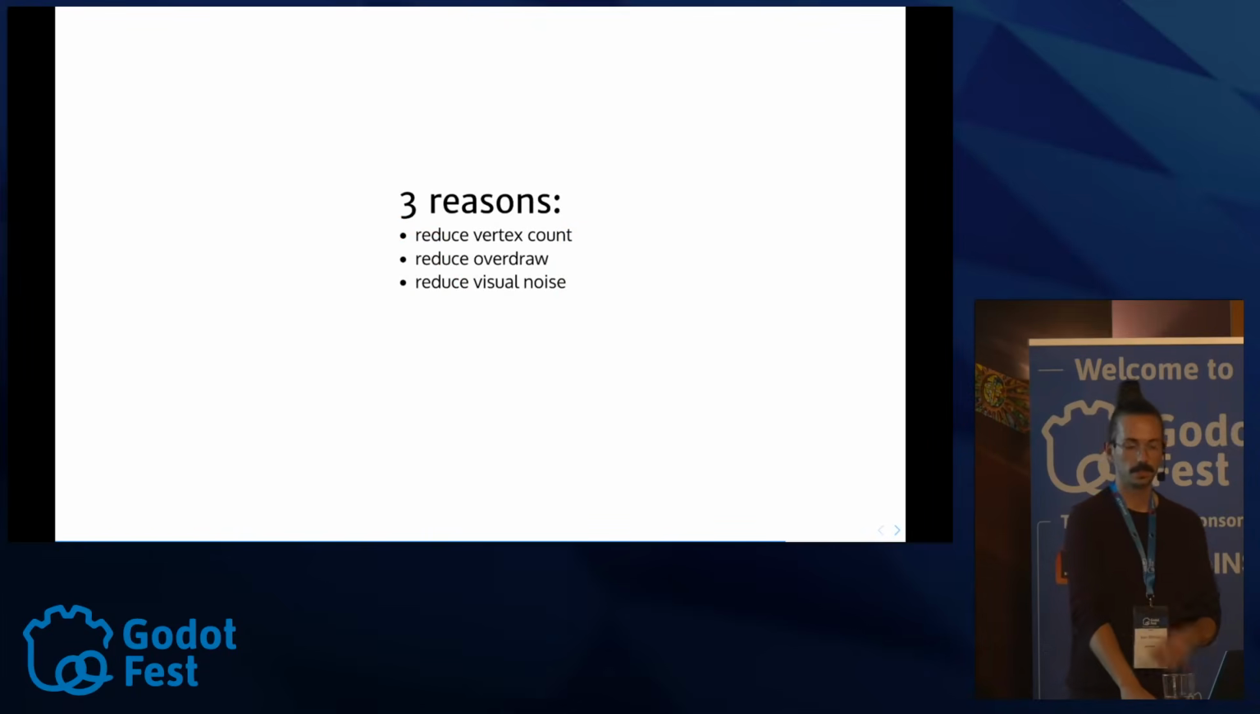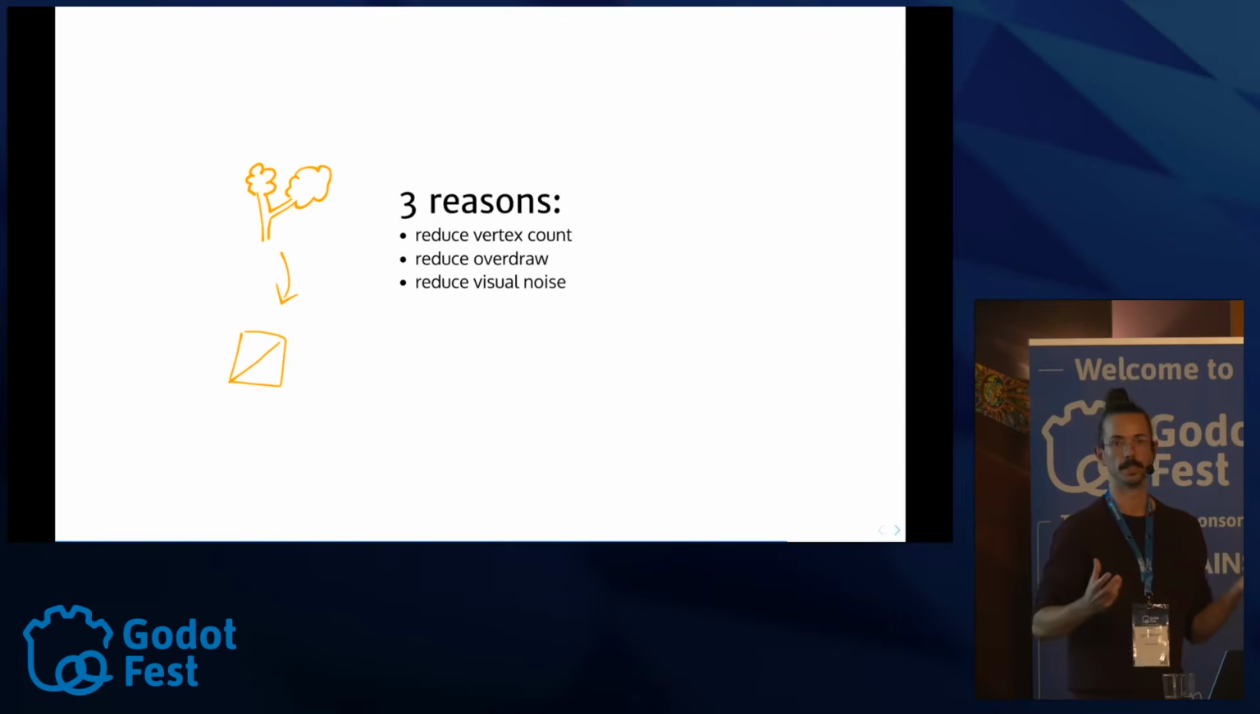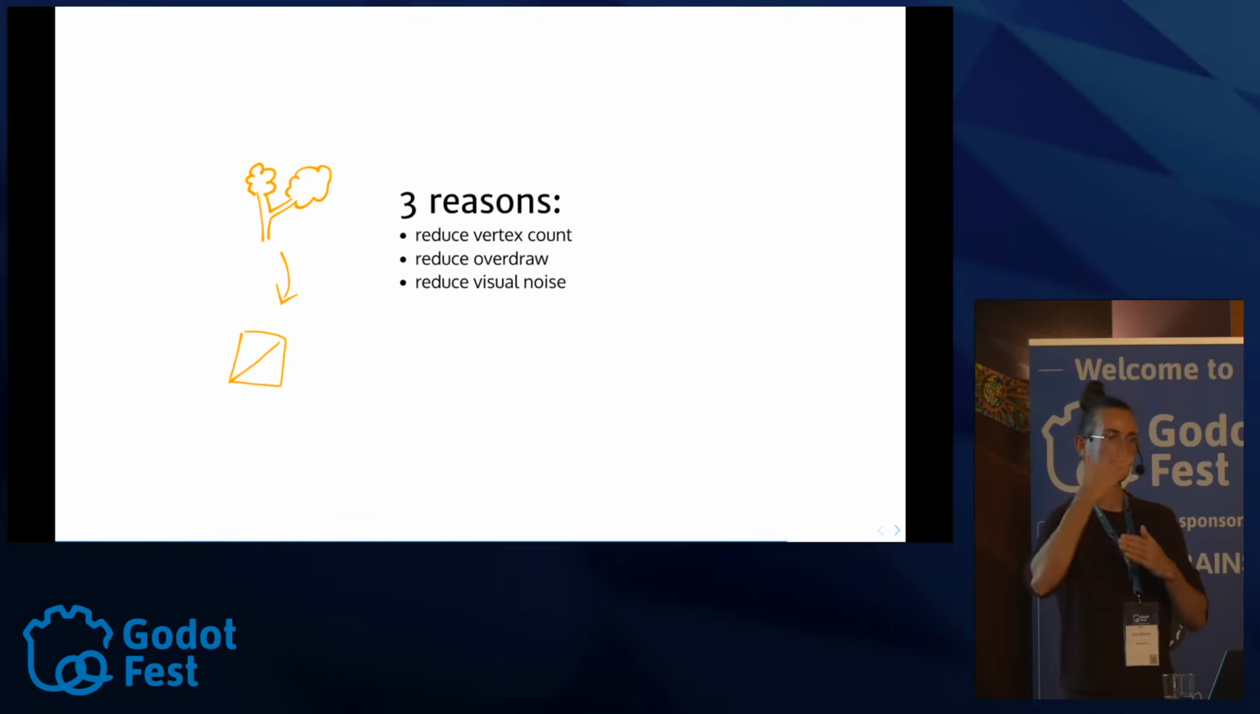There are 3 reasons for doing this. Most obviously, you want to reduce the vertex count. So instead of having like 7,000 vertices for a single tree, you just have 1 quad, which is a big difference. You also want to reduce overdraw. So when you have transparent geometry, even with alpha scissor, that's like layered on top of each other, it's hard for the GPU to tell which pixel is going to be actually rendered. And by having a single quad instead of a lot of quads, it's easier for the GPU to tell which pixel it's supposed to render in the end.